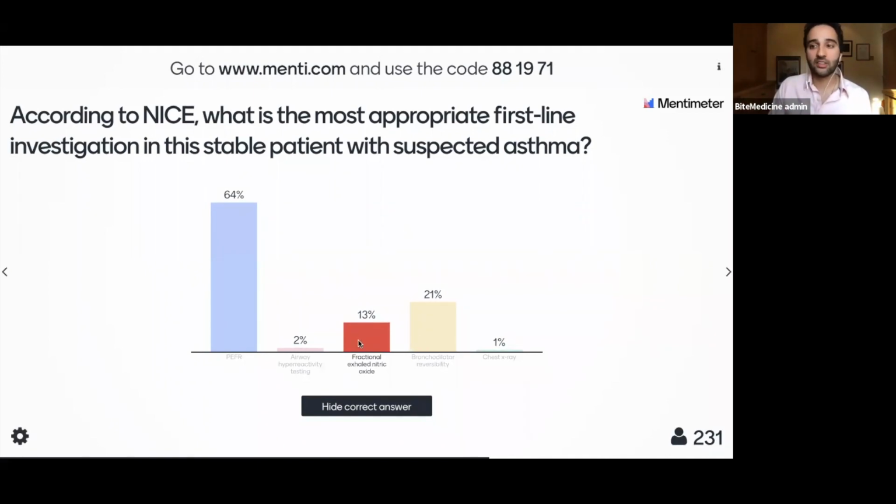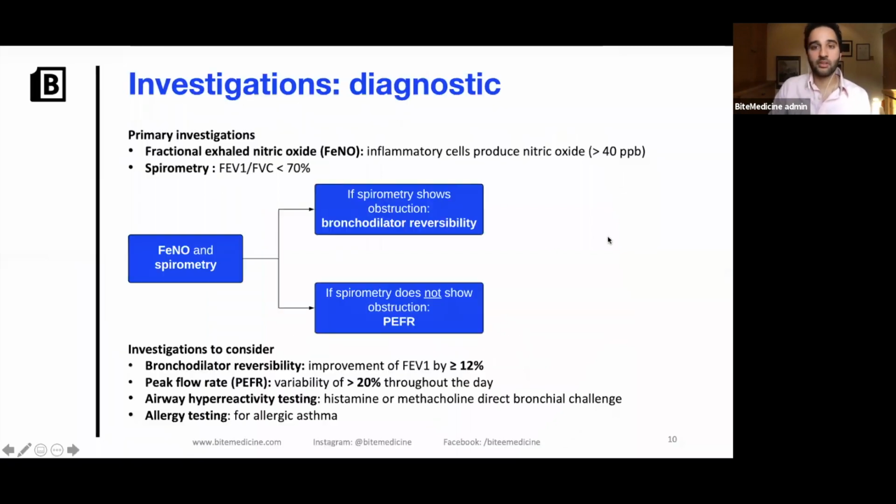So the actual answer here is fractional exhaled nitric oxide. We're going to include all the NICE guidelines for asthma. Obviously, you can look these up yourself, but we're going to work our way through NICE and what NICE think about the diagnosis of asthma. So there are differences between guidelines. The British Thoracic Society have a very different view to what NICE say.